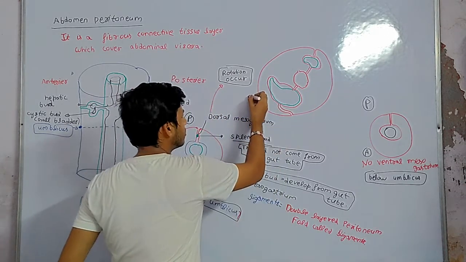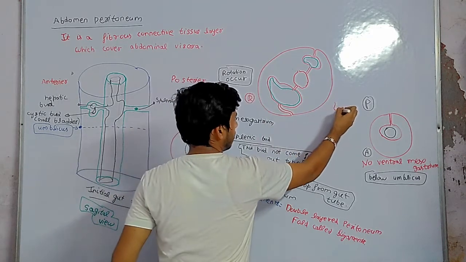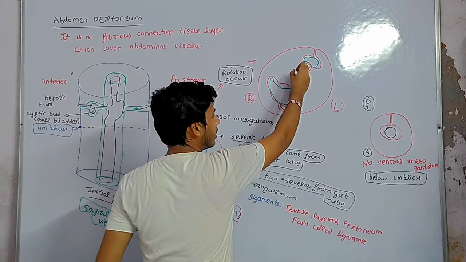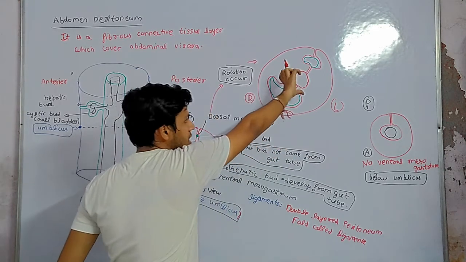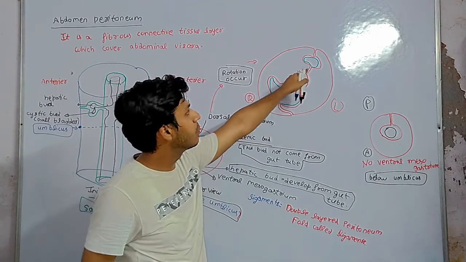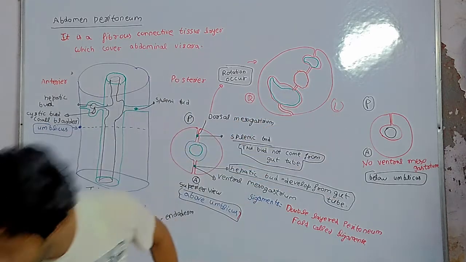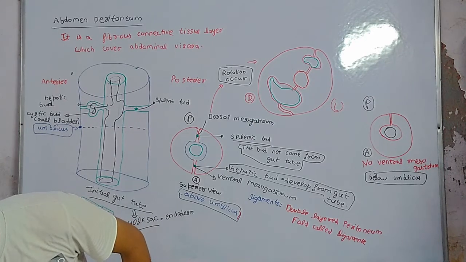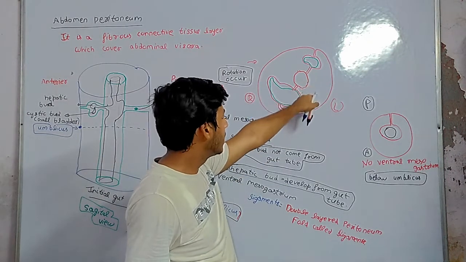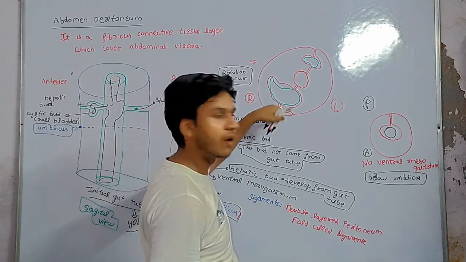This is right, this is left. Superior view again. Remember, this is the gut. The stomach also develops. The stomach also turns to the left side. Stomach goes to the left side. Spleen goes to the left side, but the liver goes to the right side.